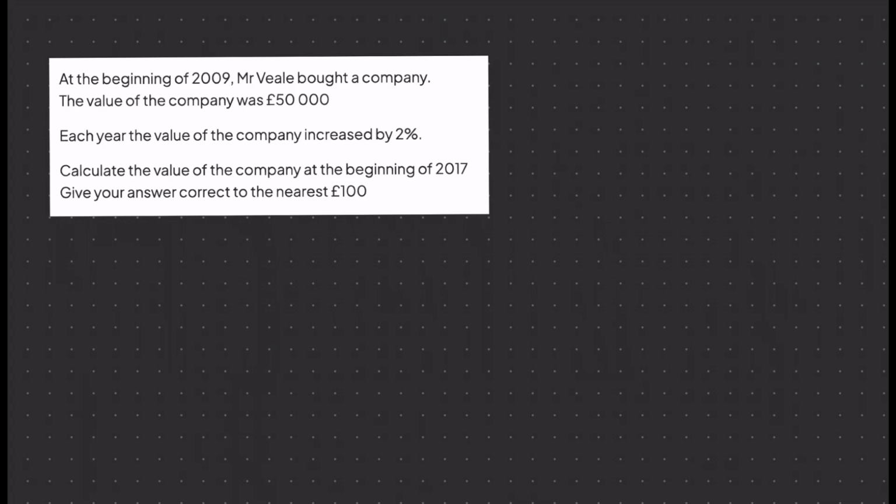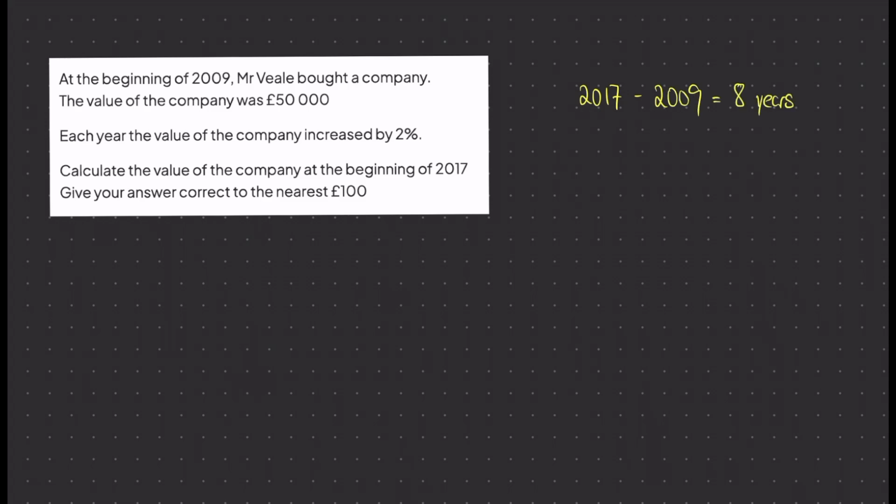Looking at this example together then, we start off with something worth 50,000. The value increases, so we've got a percentage increase, by 2% each year, and we've been given the start time of 2009, and the end time of 2017. So how many years has this company had to increase in value? Well, we're going to do 2017 minus 2009, which is 8 years.